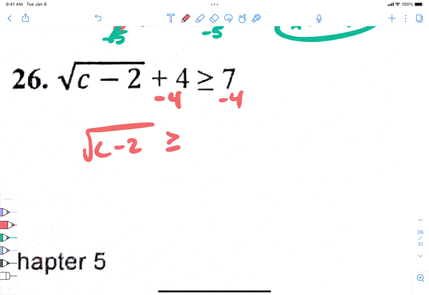When do you flip the sign? Multiply or divide by a negative.